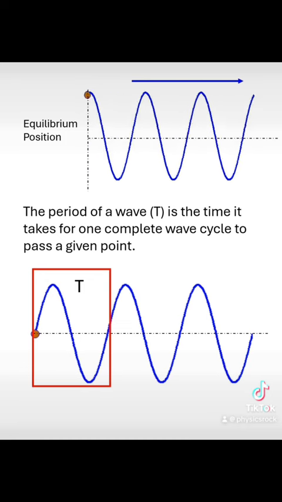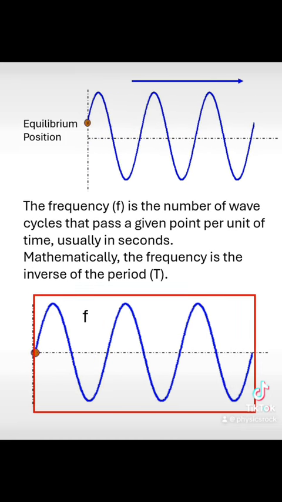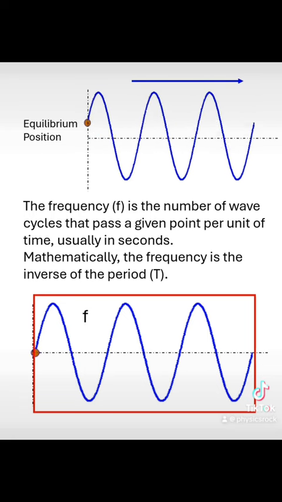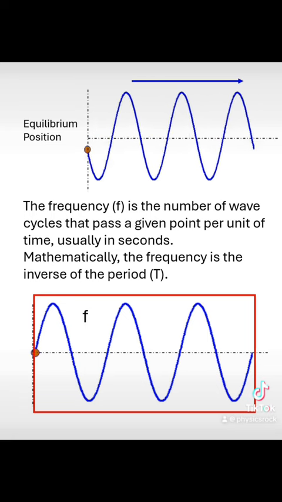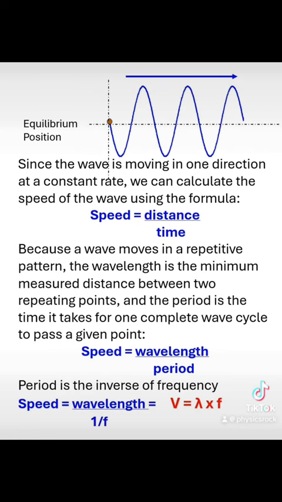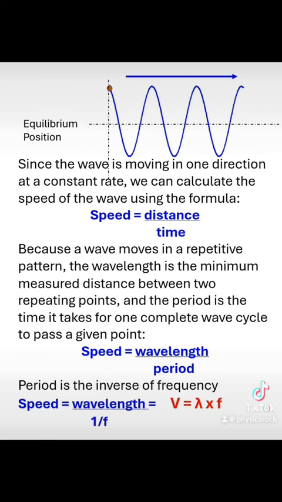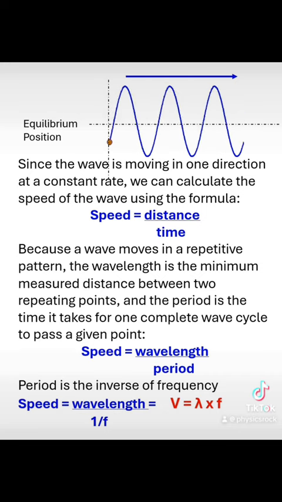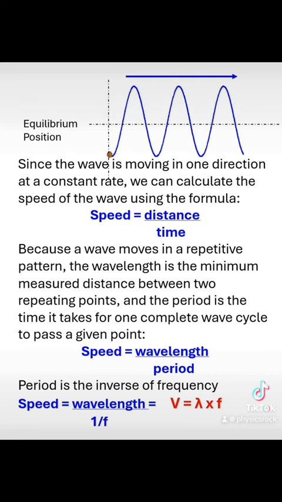given point. The frequency is the number of wave cycles that pass a given point per unit of time, usually in seconds. The frequency is the inverse of the period. Since the wave is moving in one direction at a constant rate, we can calculate the speed of the wave using the speed formula.